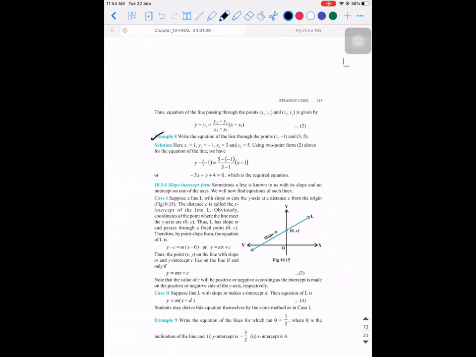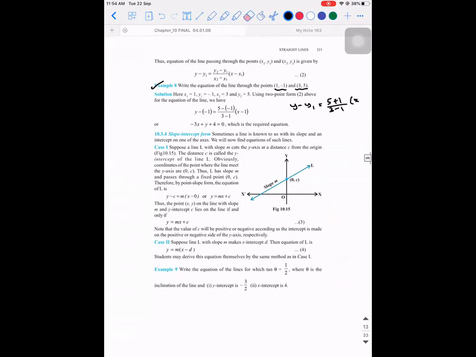Example: write the equation of the line passing through the points (1, -1) and (3, 5). So what is the equation? y minus y1 is equal to (5 plus 1) divided by (3 minus 1) into x minus... You can have a doubt which one should I take as y1 and y2. It is up to you. It is not like the first point should be taken as y1 and the second point as y2. Nothing of that sort. I will do it in both methods and show.